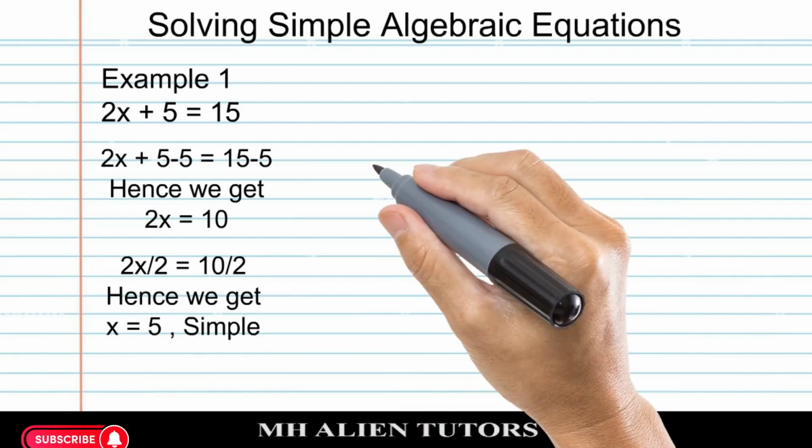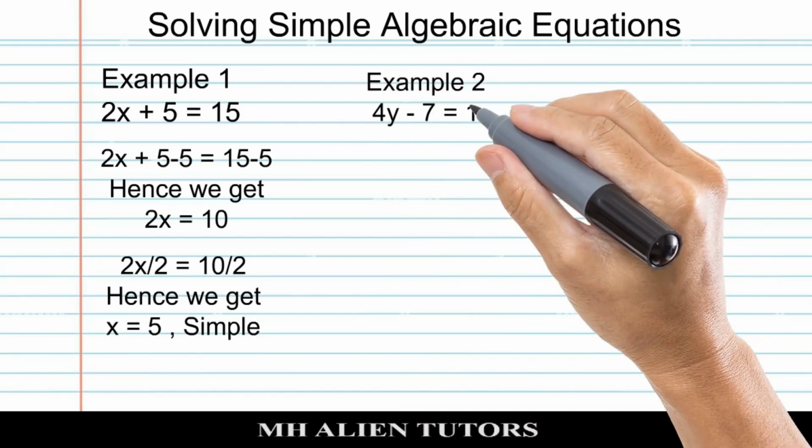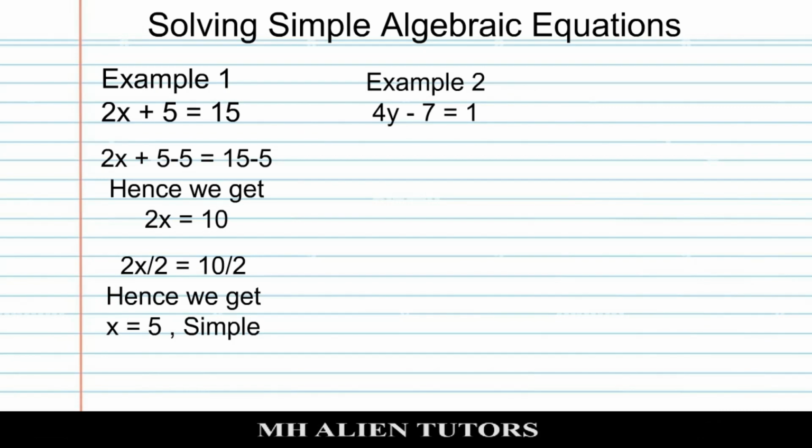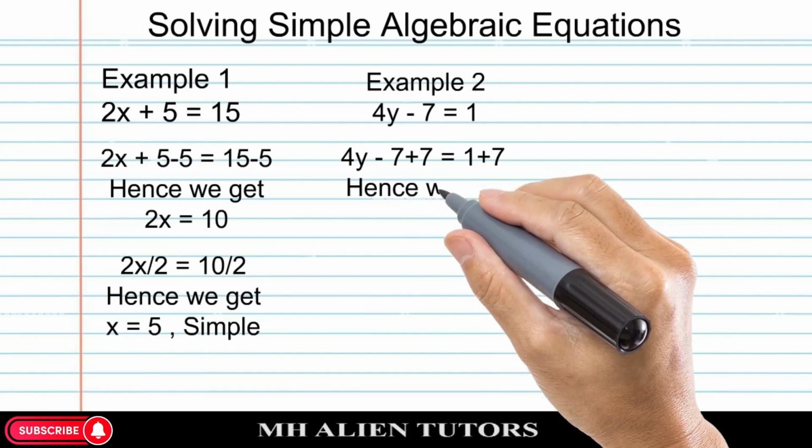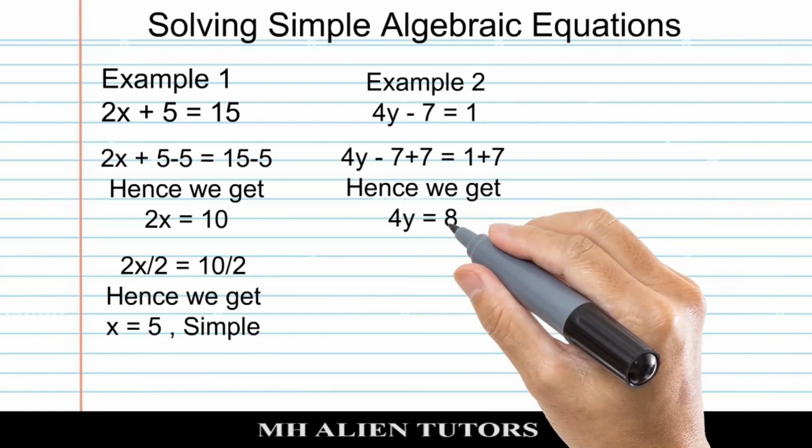In example number 2, we have 4y - 7 = 1, so we will find the value of y. Solution. First of all, we want to cancel 7 by adding 7. We will add 7 to both sides. After adding 7, we get 4y = 8.